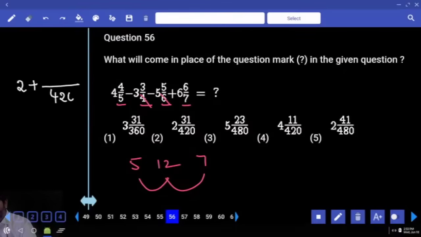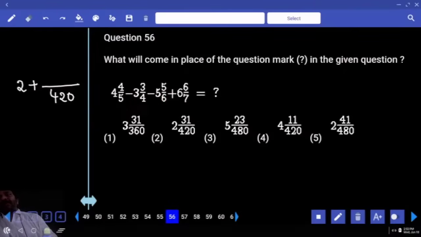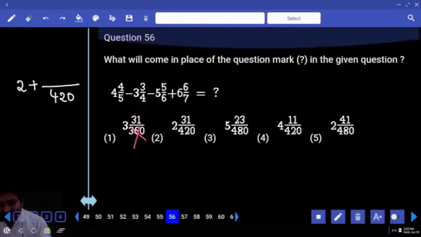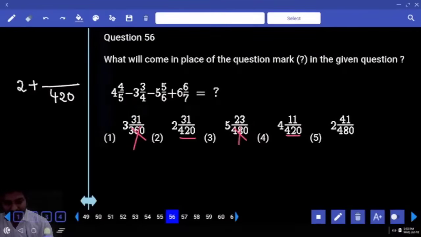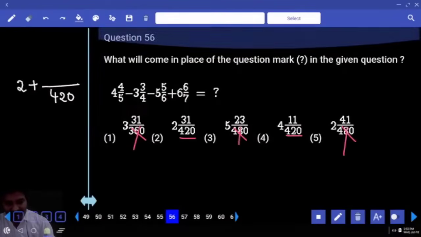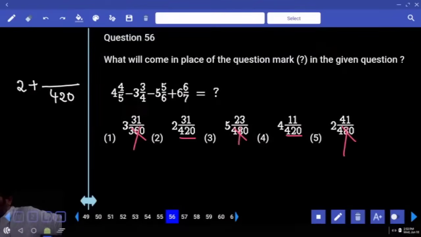So our LCM for denominators is 420. Is the answer done? The answer's denominator should be either 420 or a factor of 420. Correct? Is 360 a factor? No. 420? Yes. 480? No. The answer is either second or third.